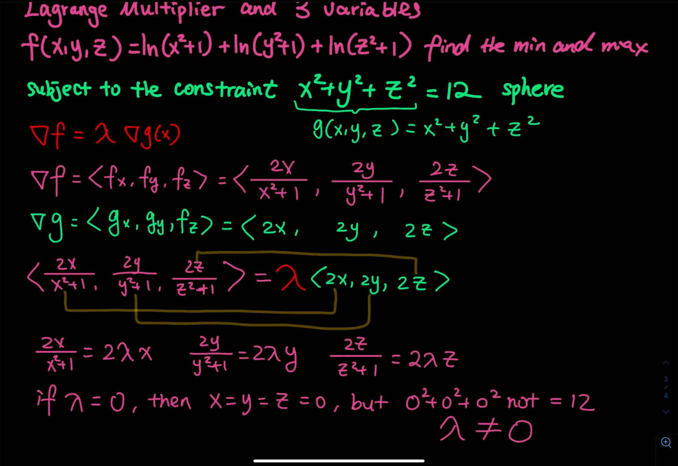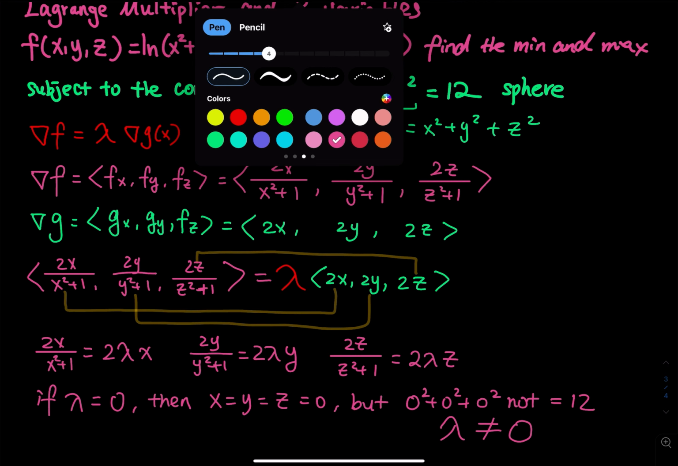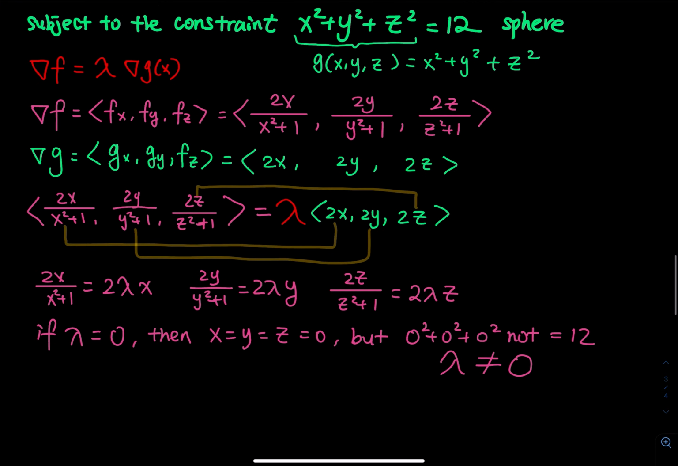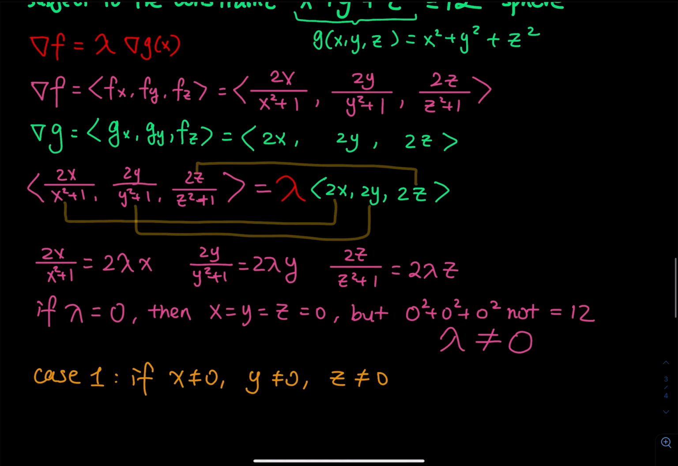There are three cases in this problem. We are looking for the values of x, y, z. The first case is x, y, and z are not zero. I am going to call this case one. So in case one, what if x is not equal to zero, y is not equal to zero, and z is not equal to zero. For this problem, I am going to divide by 2x on both sides, and same thing for y and z.